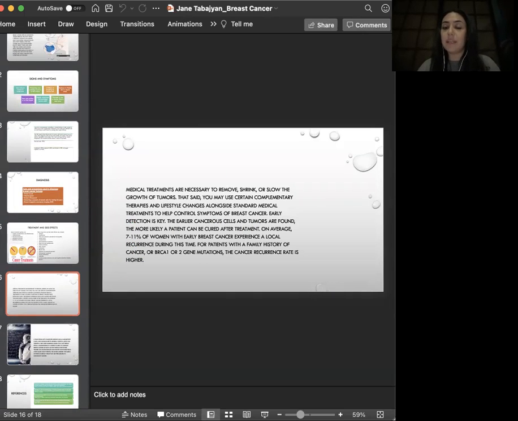Medical treatment is definitely necessary to remove, shrink, or slow the growth of tumors. People use many types of therapies and lifestyle changes alongside the advised medical treatment to control symptoms. Just like most cancers, in breast cancer, early detection is key. The earlier that it is detected, the more likely that it can be cured with treatment. Seven to 11% of women with early breast cancer experience a recurrence, unfortunately. People with a family history of cancer or BRCA1 or 2 gene mutations have a higher recurrence rate.